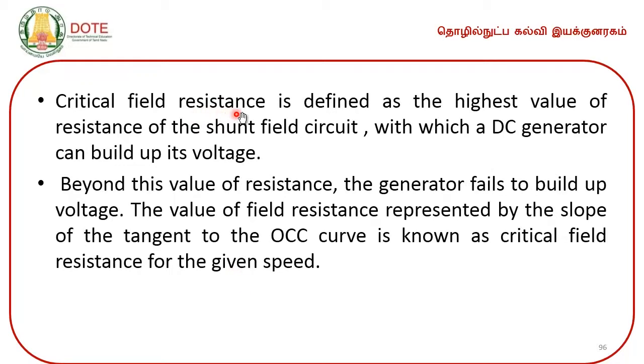Critical field resistance is defined as the highest value of resistance of the shunt field circuit with which a DC generator can build up its voltage. Beyond this value of resistance, the generator fails to build up voltage. The value of field resistance represented by the slope of the tangent to the OCC curve is known as the critical field resistance for a given speed of rotation.